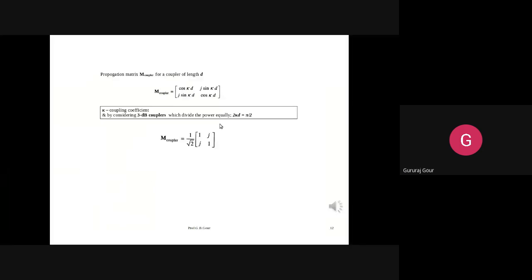Okay. So we'll continue the quantitative discussion of this MZI interferometer multiplexer with the propagation matrix, or coupling matrix M. The coupling matrix is denoted by the symbol M, for a coupler of length D. We have the splitter and the combiner of length D using the directional coupler. This coupling matrix is a 2 by 2 matrix consisting of four complex numbers in terms of K and D. K is a coupling coefficient.